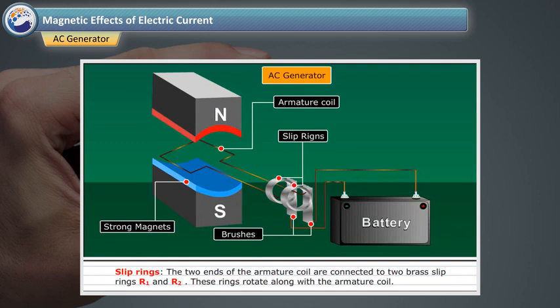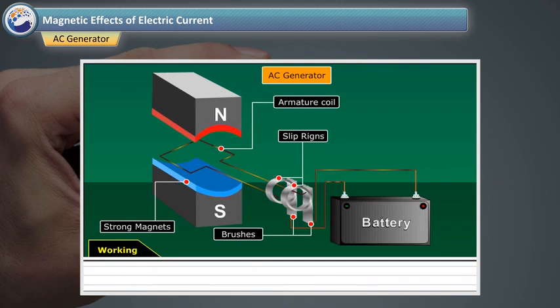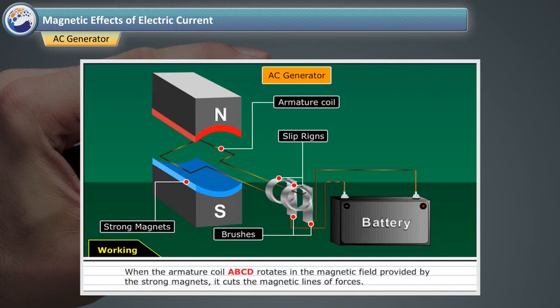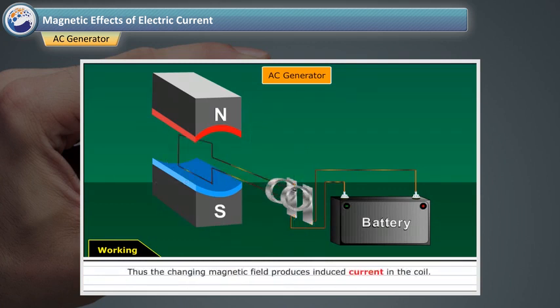Slip rings. The two ends of the armature coil are connected to two brass slip rings R1 and R2. These rings rotate along with the armature coil. Working. When the armature coil ABCD rotates in the magnetic field provided by the strong magnets, it cuts the magnetic lines of forces. Thus, the changing magnetic field produces induced current in the coil. The direction of induced current is determined by the Fleming's right-hand rule.